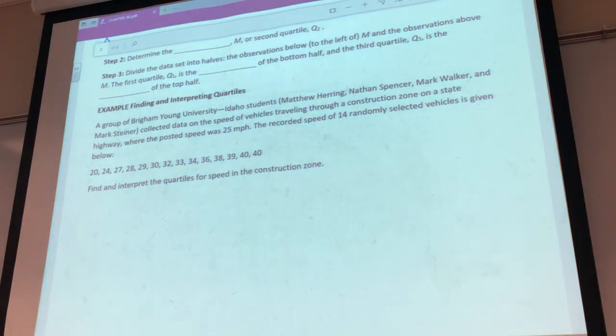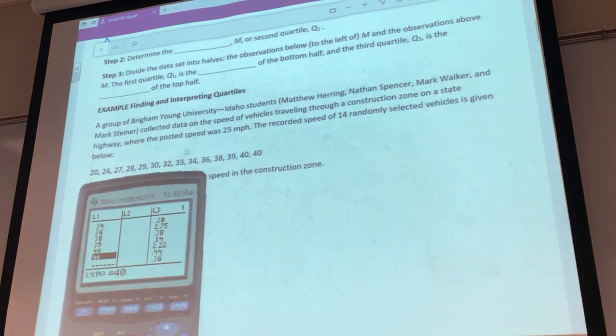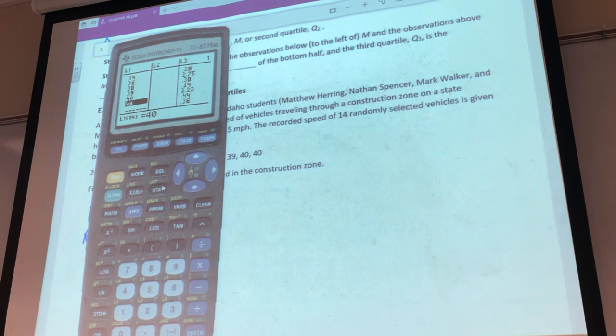Here's data in L1, and then we're going to run our one-bar stats. If you have one of the newer calculators, you want to be sure that your frequency list is deleted. Set calc one-bar stats. I don't need to do anything else with it because I don't have a frequency list anymore. For this one, it's just a list of numbers, so I don't need to worry about my L2. I can just say L1, that's where I put them, that's the only thing I care about, and that's going to get me my answer.